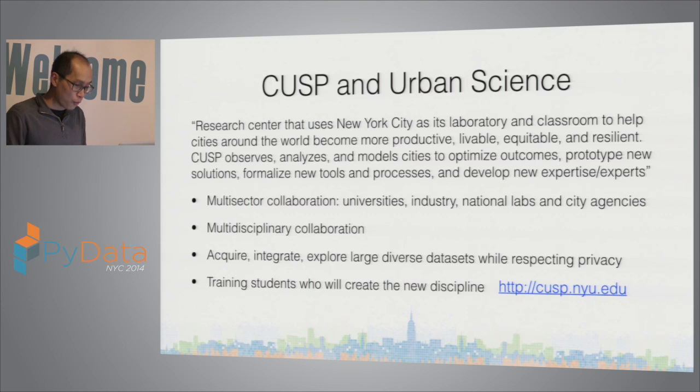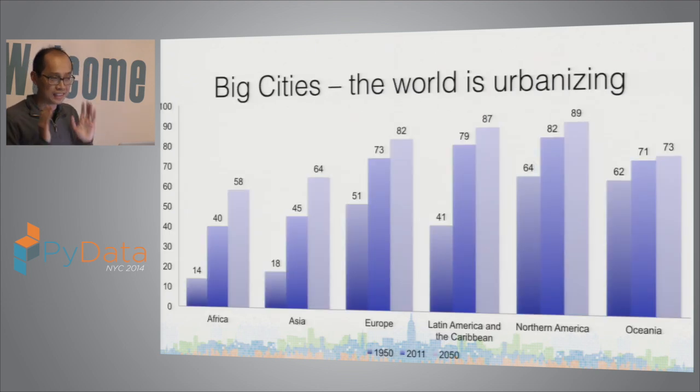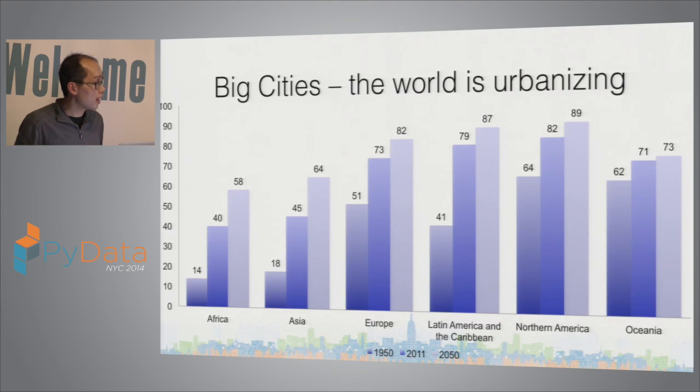So why big cities? The thing is that 50% of the world's population is living in cities nowadays, and that number will rise to 80% in 40 years. In fact, in North America, we already have 80% of people living in urban areas, and we're going to go to 90% in 2050. Cities are where the resources are consumed and where all of those economic activities happen.